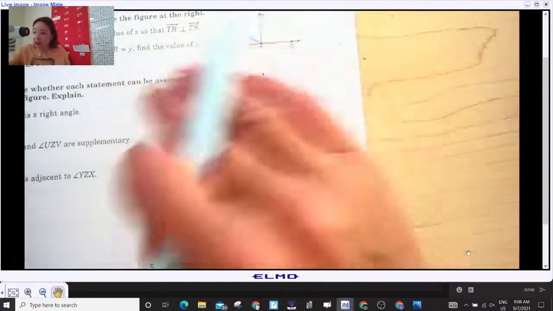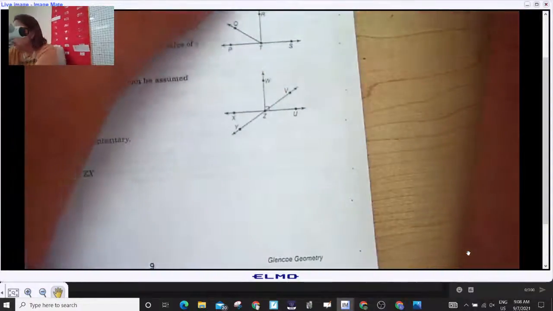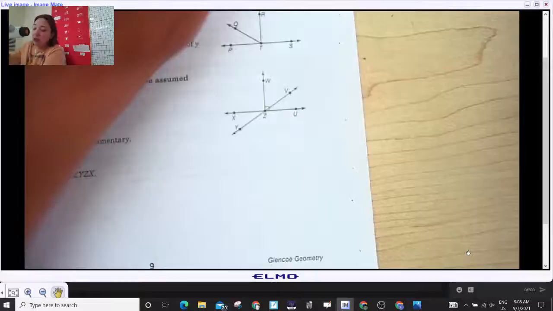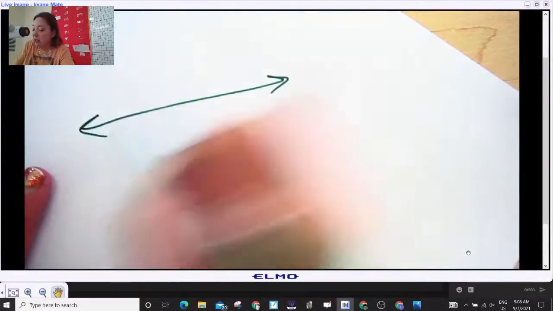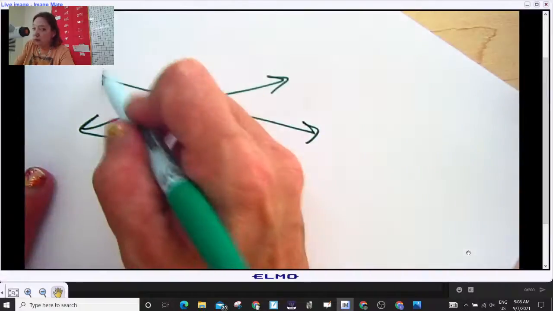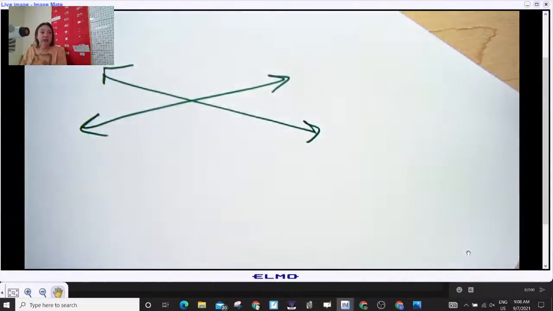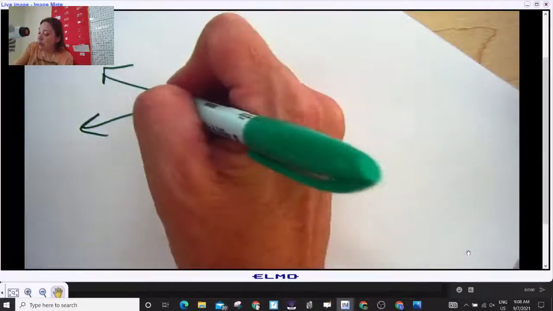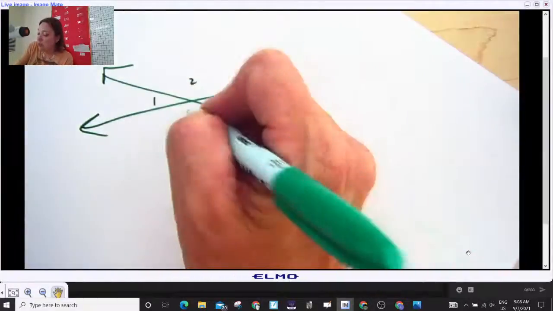All right. Now, sometimes we have angles that are created because two lines cross. So, let's say we have this line and we have this line. We've got these two lines crossing. Do you see angles there? I'm going to number them just to make it easier for us to talk about them.